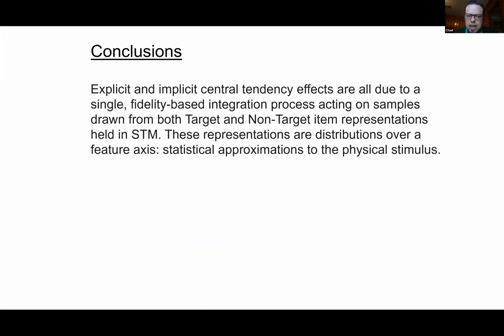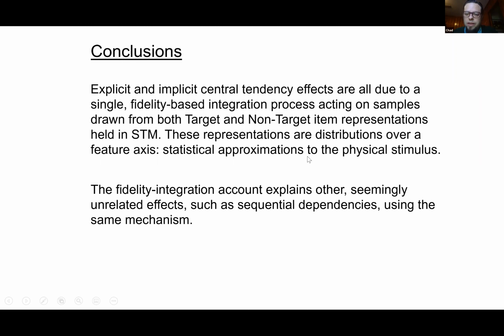So, conclusions. The explicit and implicit central tendency effects are all due to one single fidelity-based integration process that's acting to combine samples from both target and non-target item representations held in short-term memory. We think of the representations as distributions over a feature axis, consistent with a lot of the current working memory models. And so we can say that the representation is likely a statistical approximation to the physical stimulus, just like the long-term memory people have been thinking. It's not a representation of the statistics, as the VSTM literature has been trying to say.